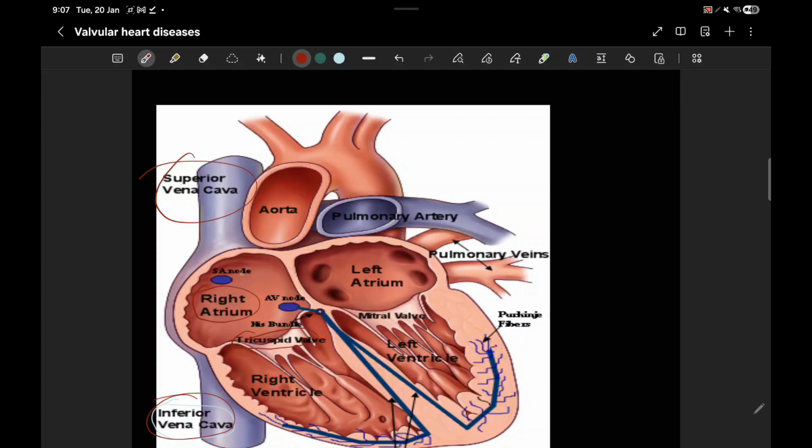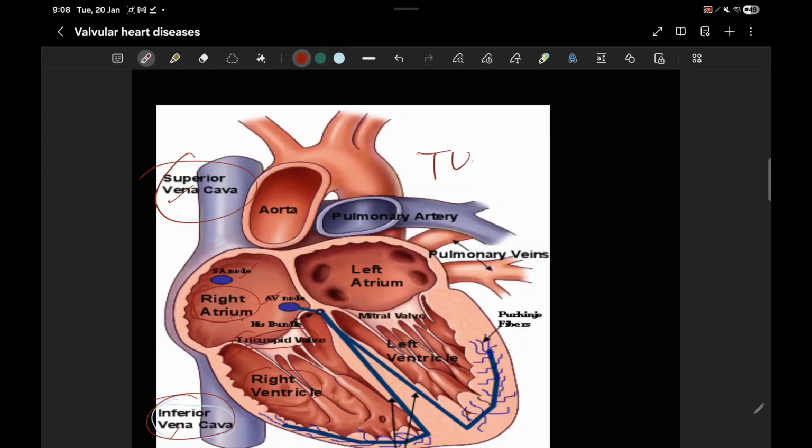And there are a few structures responsible for the electrical activity in the heart, that is the SA node and AV node. I'll just clear the basics and only the important stuff, and the rest you can review later. So from the right atrium, the deoxygenated blood will go to the right ventricle through the tricuspid valve. This tricuspid valve, TV, is present in between the right atrium and right ventricle.